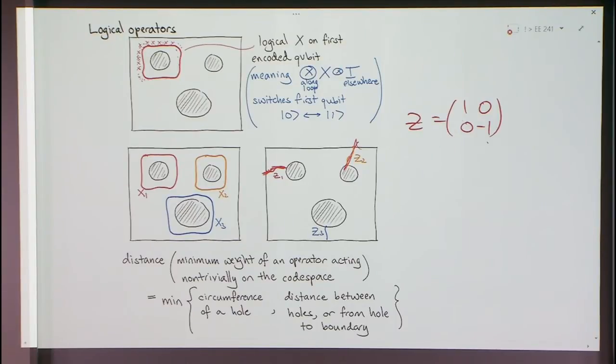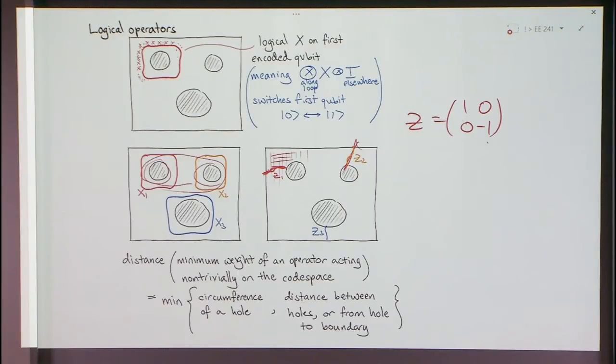And here it's the least weight of any of these logical operators. You've got to go either around one of these holes, or around two of the holes, or something like that, or you have to go from a hole to a boundary. So that's the distance. If you want a good code, you better make sure that these holes are well separated from the boundaries. If you remember, there's a lattice here that I'm not drawing for the most part, and you have qubits on every edge of the lattice. What is a hole? A hole just means there are no qubits there.